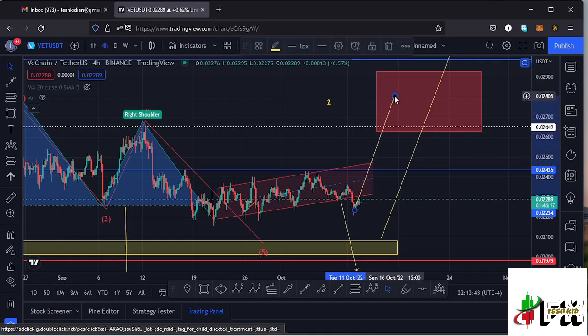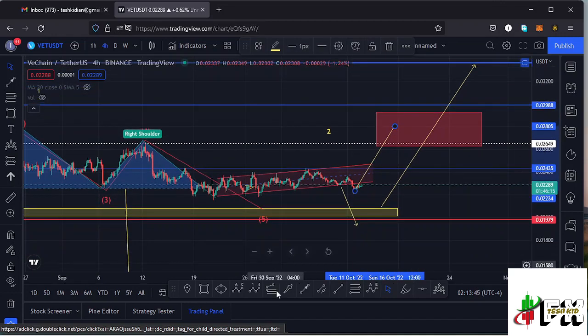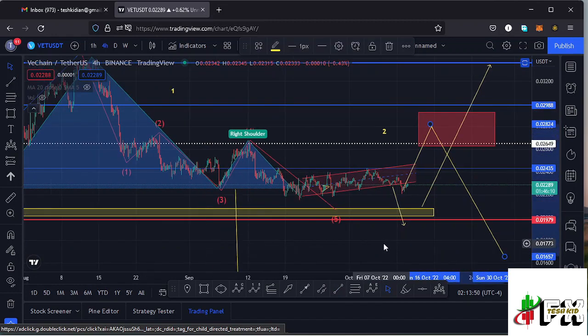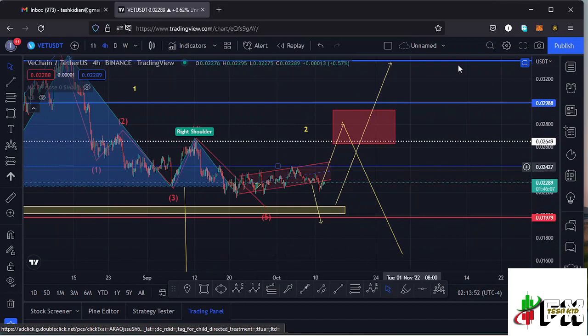And once we maximize our target areas, then I can expect a very impulsive movement to the lower side in the formation of a third wave. So let's be patient and see how that plays out, and I'll keep you updated on that.